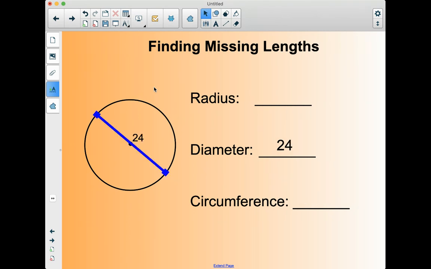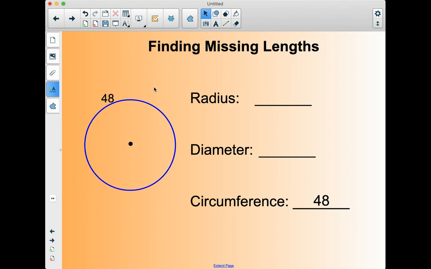Now, what if I'm given the diameter of a circle? In this case, the diameter is 24. Since the radius is half the diameter, we do the diameter, which is 24, divided by 2, and that gives us 12. The circumference is 3 times the diameter. So we have to do 3 times 24, and it's going to give us 72.